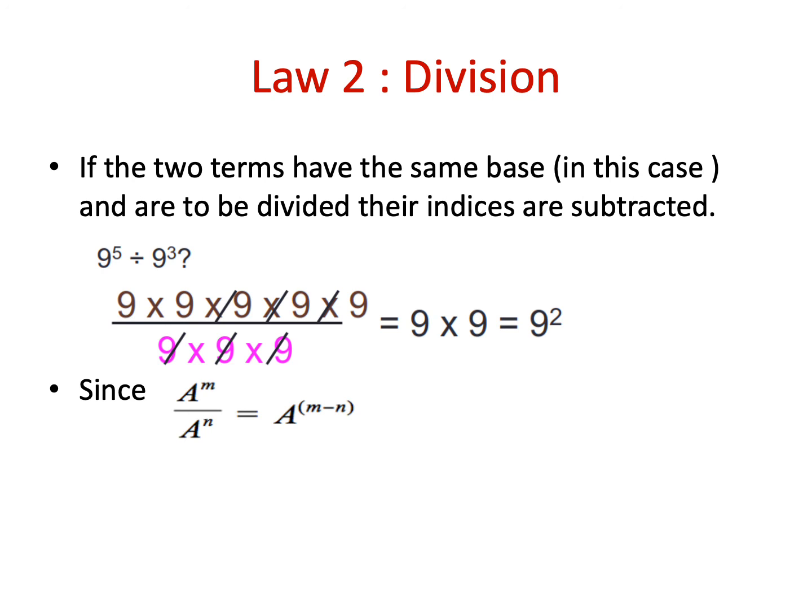So according to the division law of indices, if the terms have the same base, then you just have to subtract the powers. That is, a to the power of m divided by a to the power of n gives you a to the power of m minus n, the power m minus the power n.